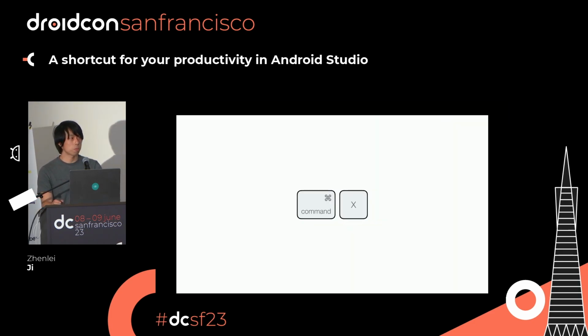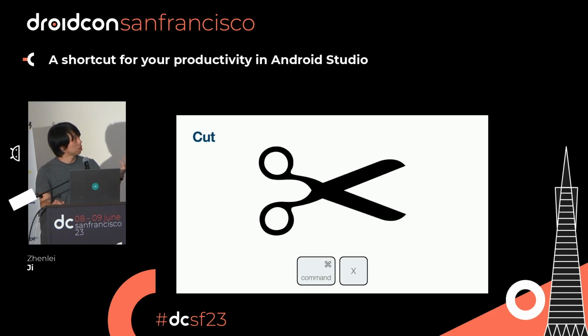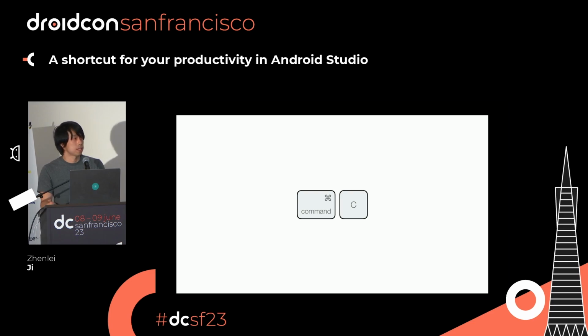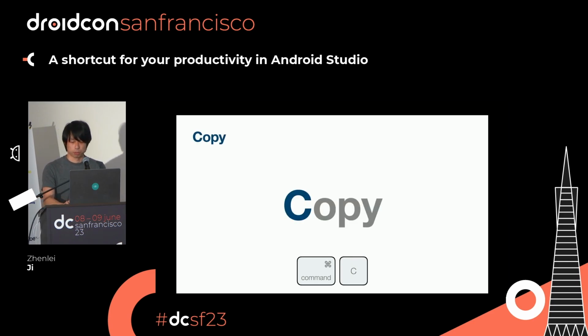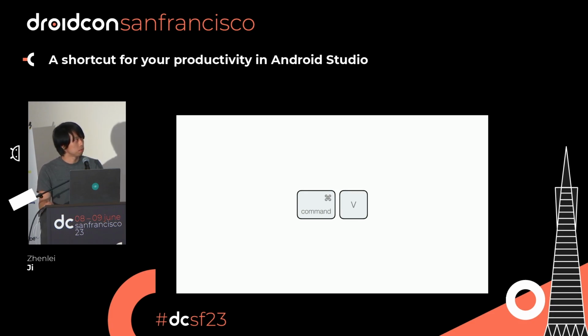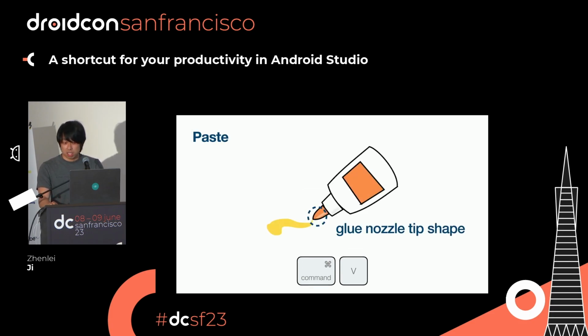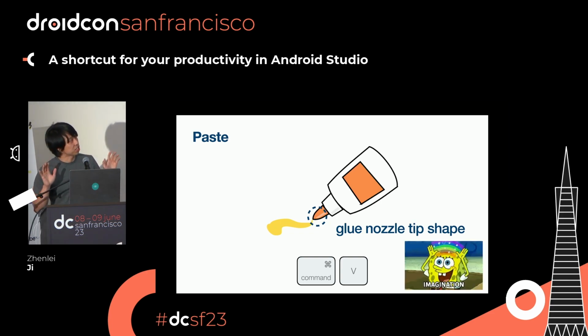For instance, you might know Command X. X, if you see, is to cut. It's like a scissor, easy to remember. And then there is Command C. C stands for copy, easy to remember. And then there is Command V. Command V is the glue nozzle tip shape. OK, you need a little bit of imagination in this case. But maybe the guy decided to use Command V because it's next to Command C, so it's next to each other, and easy to remember.